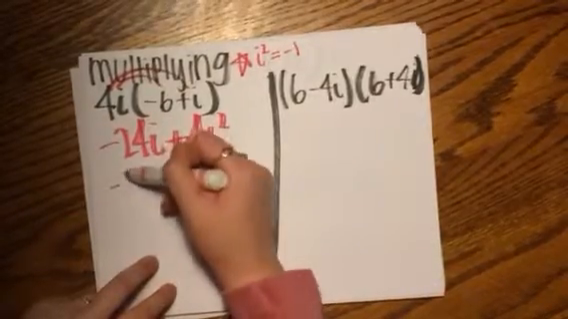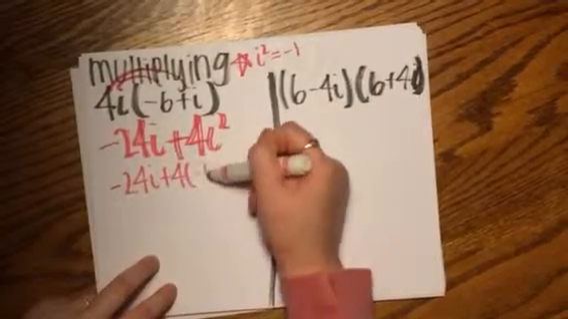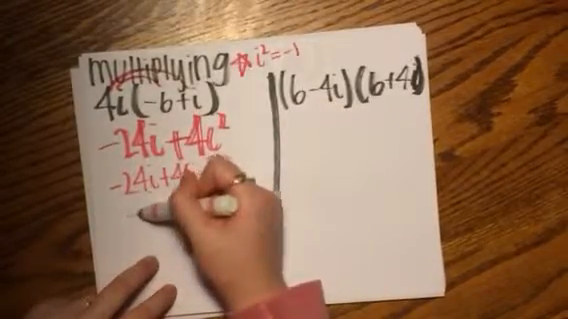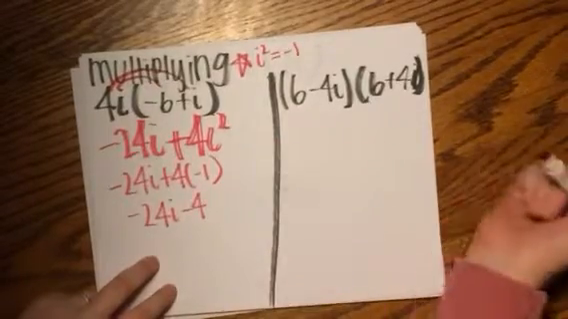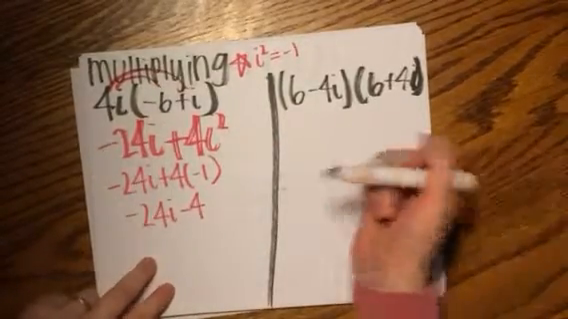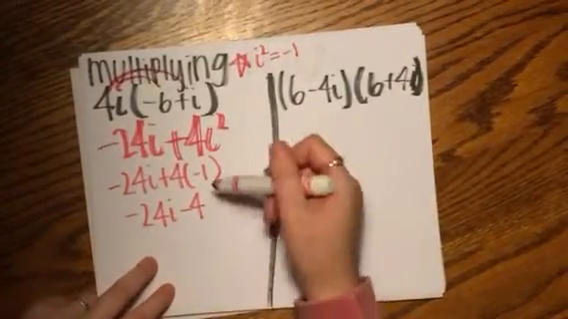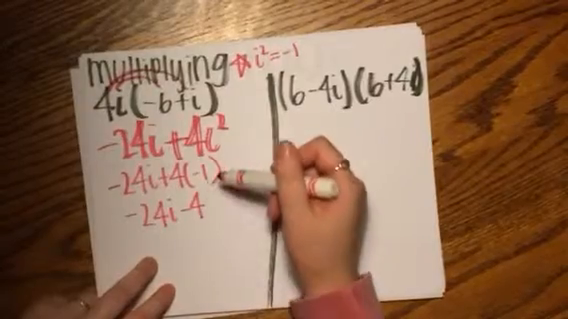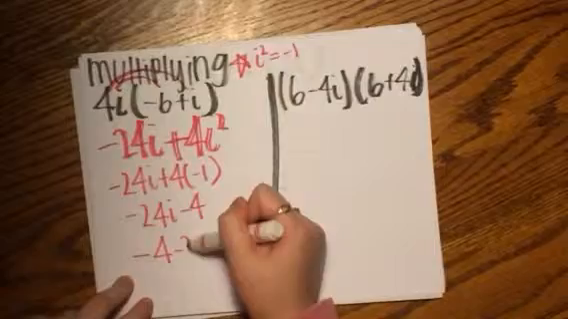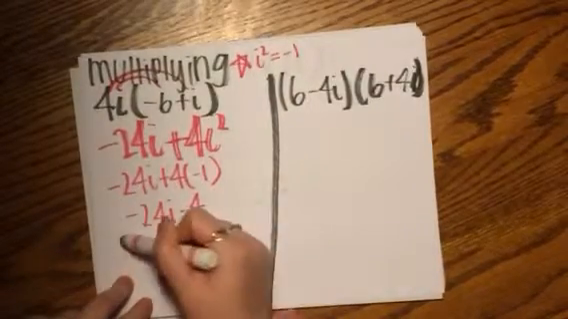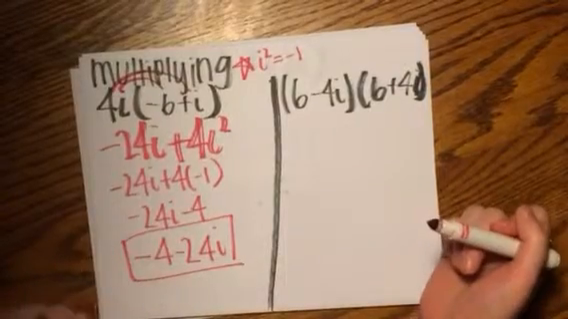Anytime we see an i squared, we substitute that in for a negative 1. So we've got negative 24i plus 4, substitute in that negative 1. So this gets us negative 24i minus 4. This is the correct answer, but we have to put this complex number into standard form. So the correct answer is negative 4 minus 24i. And that is our answer. We just put that real number first.